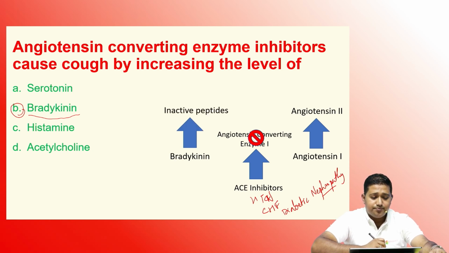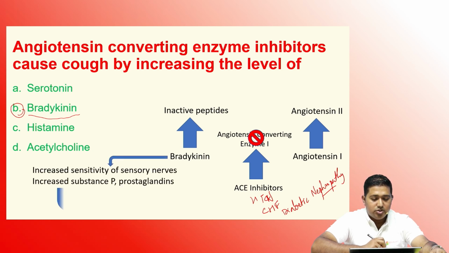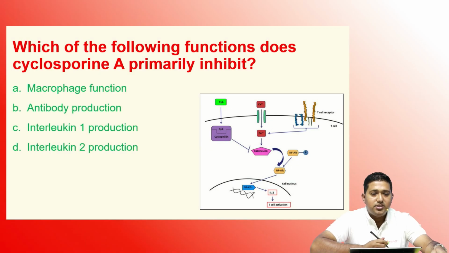It is going to increase the sensitivity of sensory nerves, increase substance P, and also increase prostaglandin. Once all these things are happening, ultimately it causes an increase in bronchoconstriction, as well as a chronic non-productive and brassy cough, which is very typical of ACE inhibitors. So this is the mechanism by which bradykinin is responsible for ACE inhibitor-induced cough in patients. So now let's go towards our next question. Which of the following functions does cyclosporin A primarily inhibit?